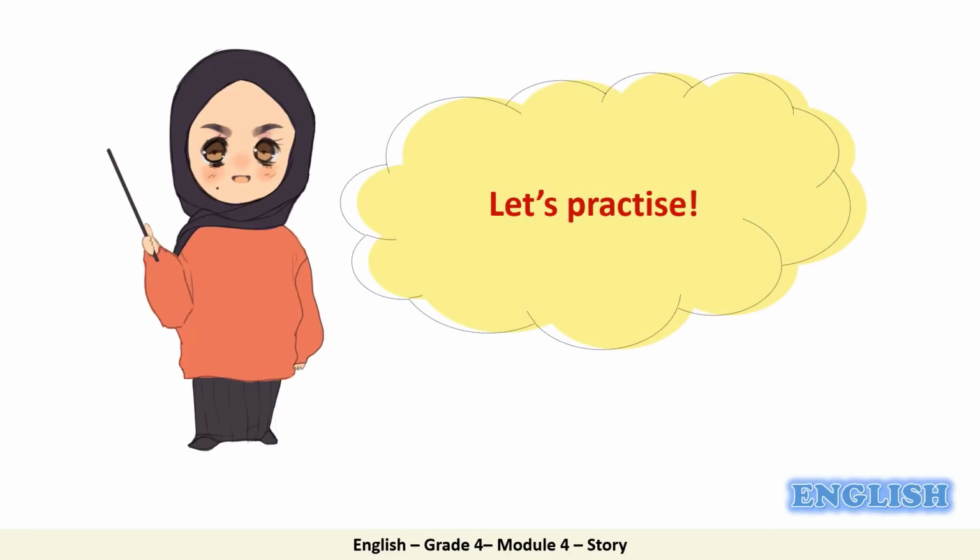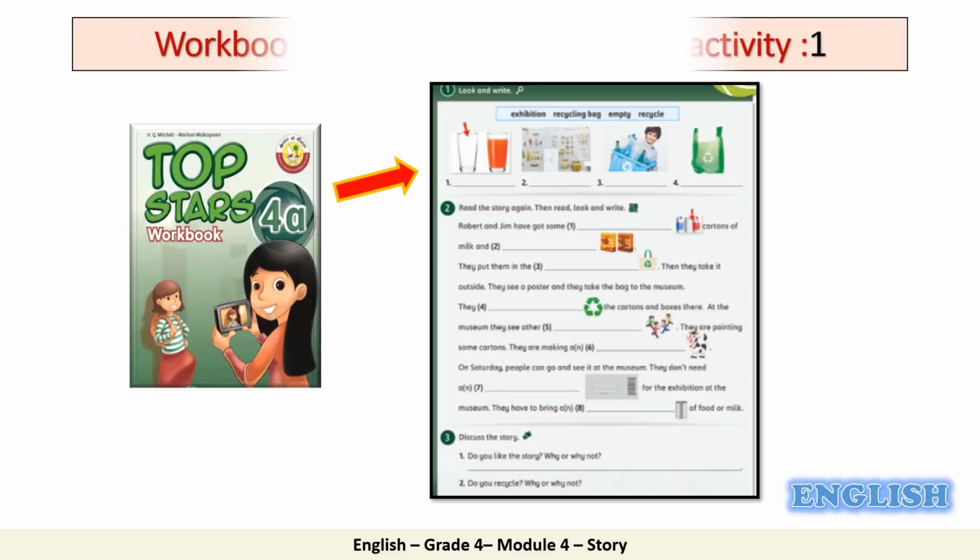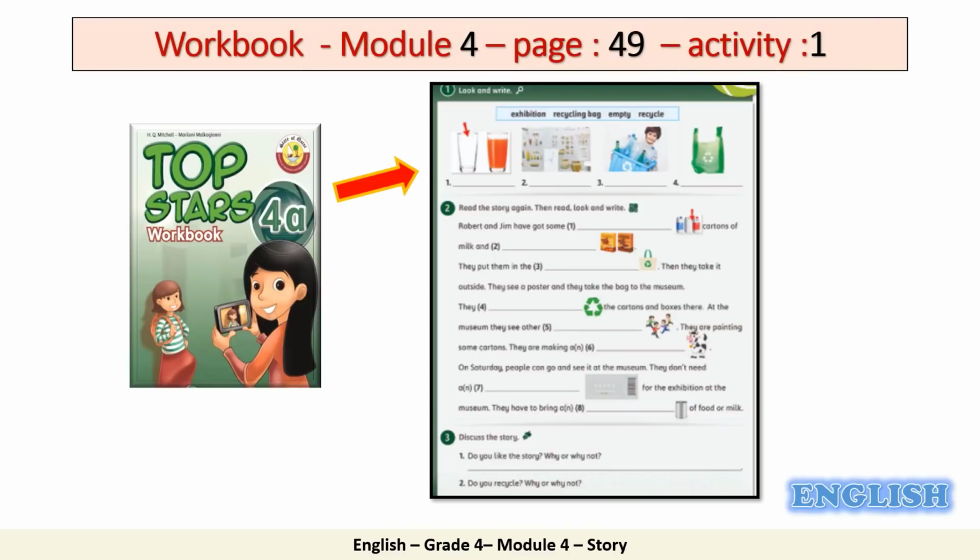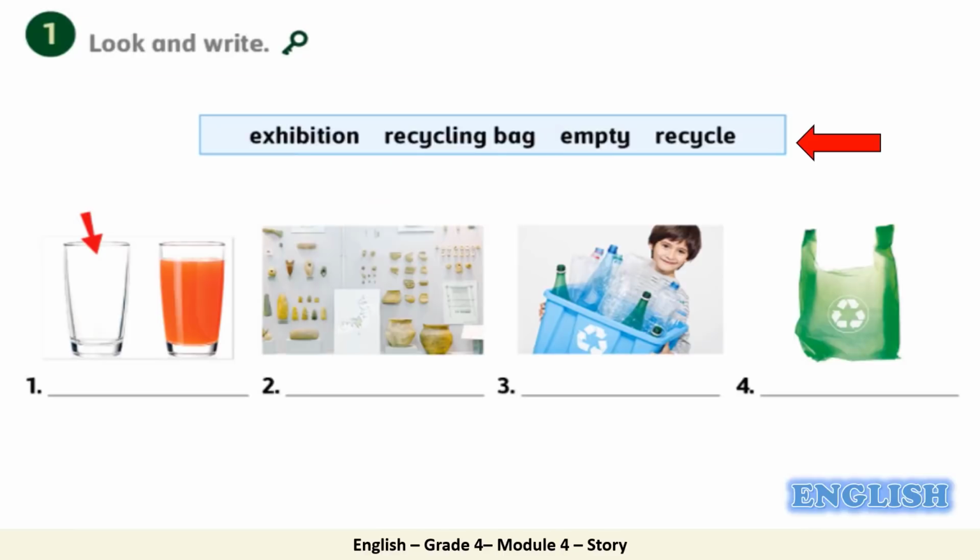Now let's practice from our book. Grab your workbook and open it at Module 4, page 49 and pay attention to activity number 1. In this activity you are going to look at the pictures, then write the correct words. You are going to use the words from the word box. Now let's read these words together. We have exhibition, recycling bag, empty, and recycle.